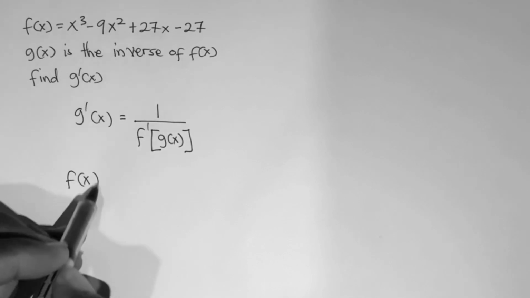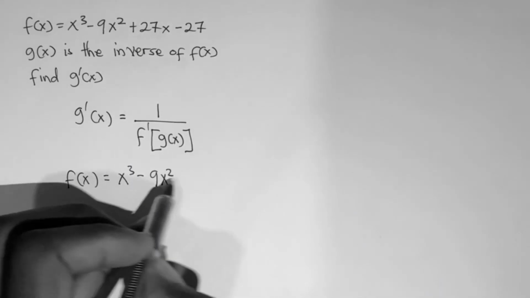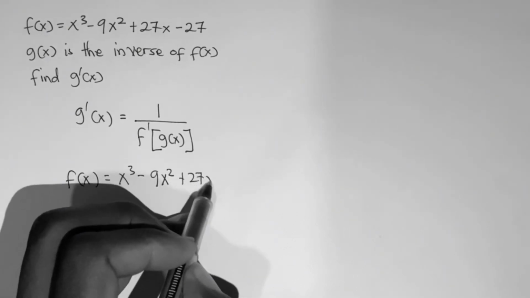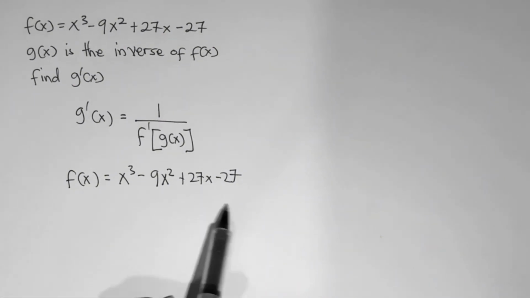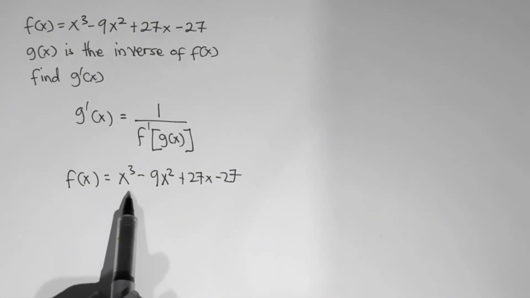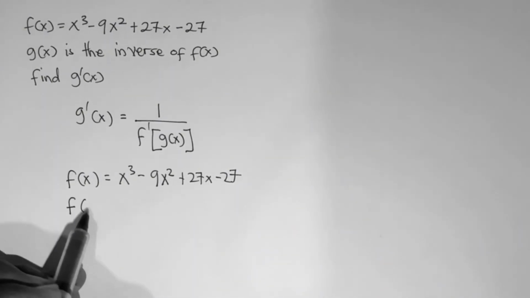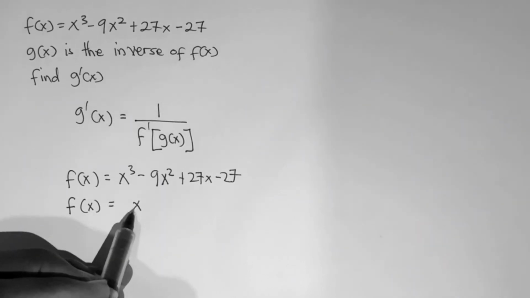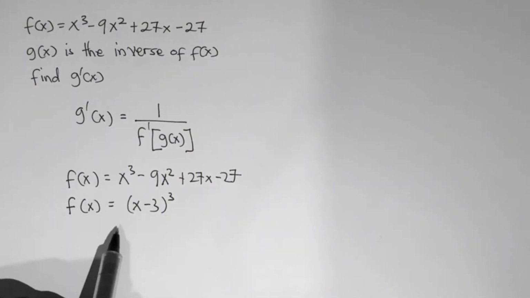So now, f of x is equal to x cubed minus 9x squared plus 27x minus 27. To be able to find g of x easily, we need to find a way of factorizing this polynomial. But you see that this polynomial is f of x equals x minus 3 cubed. Now let's expand this and see whether we are right.